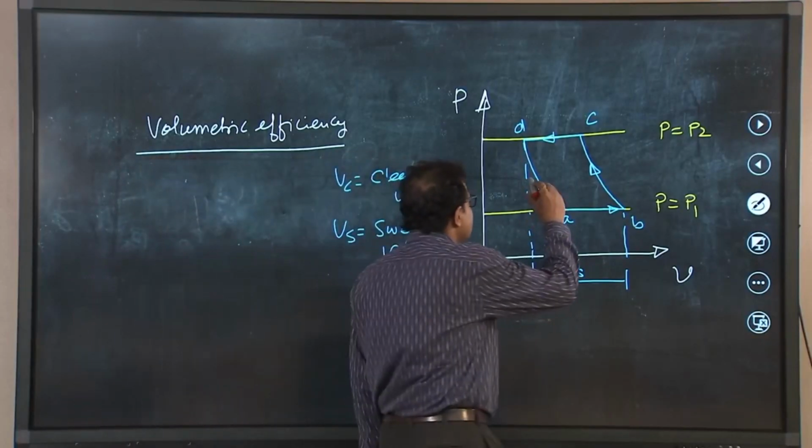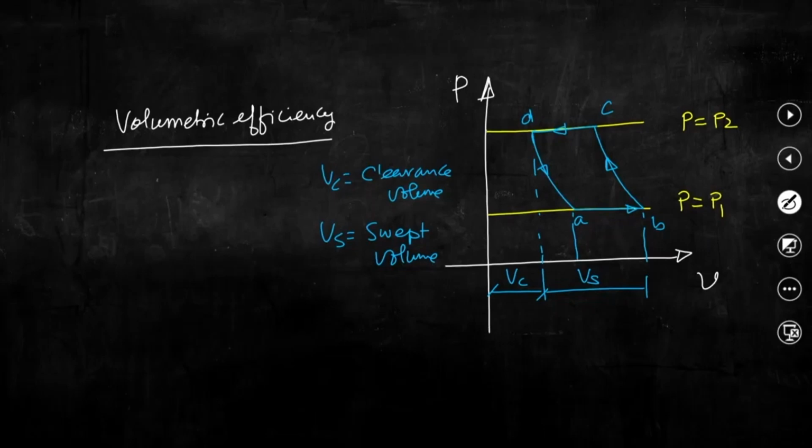So, let me tell you once again. Finally, another cycle will start, and it will start from A to B. So, A to B is the suction, then B to C is the compression, and C to D is the process at which high pressure working fluid is discharged into the combustion chamber. Now, the question is, from this particular diagram we can define what would be the volumetric efficiency.